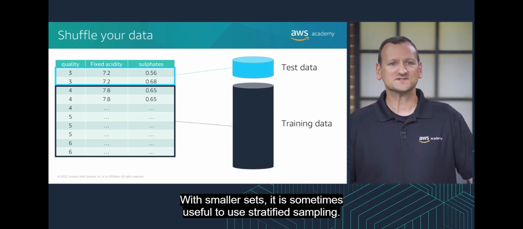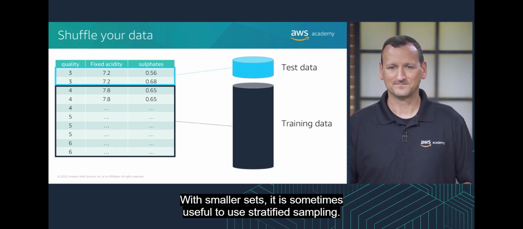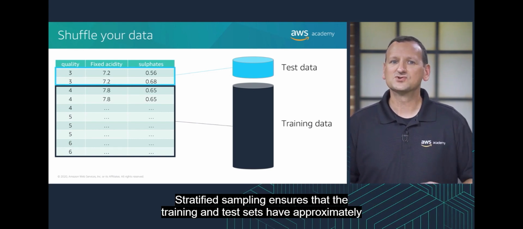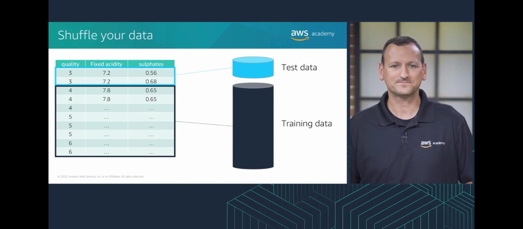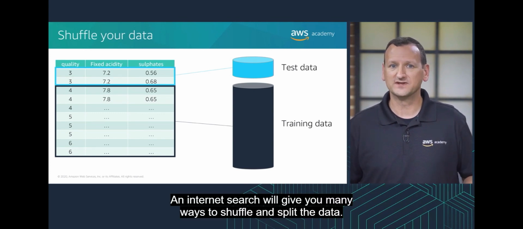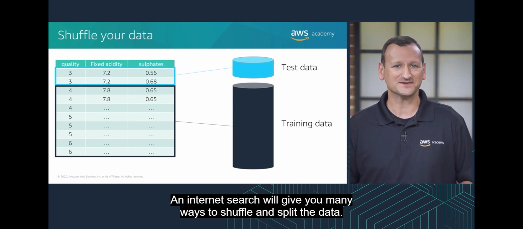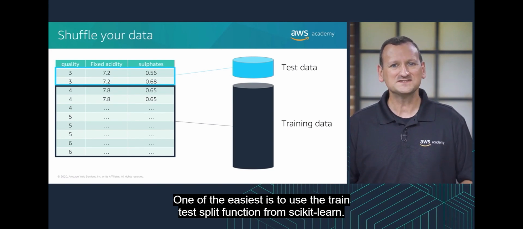With smaller sets, it is sometimes useful to use stratified sampling. Stratified sampling ensures that the training and test sets have approximately the same percentage of samples of each target class as the complete set. An internet search will give you many ways to shuffle and split the data. One of the easiest is to use the train_test_split function from sklearn.